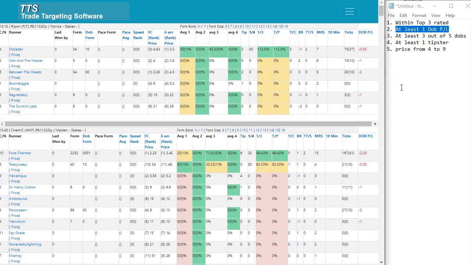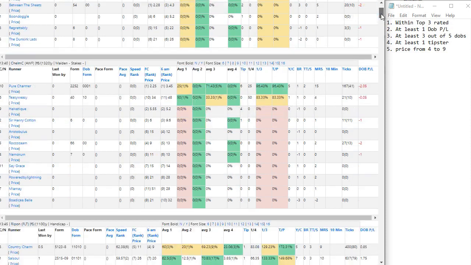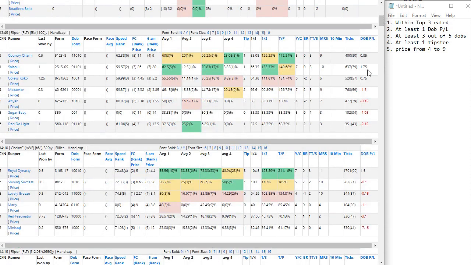Anyway, the first thing I look at, I actually wrote it here, is within the top 3 rated. So I would sort by TP, or 1/3, whichever you prefer, and then use one of the top 3. Obviously, you want to go on races where we've got some information, so you wouldn't be on this race. The first thing I do is go down this column looking for runners that have at least one. Now, I'm flexible about a number of these parts, but I wanted to give you something to work with.